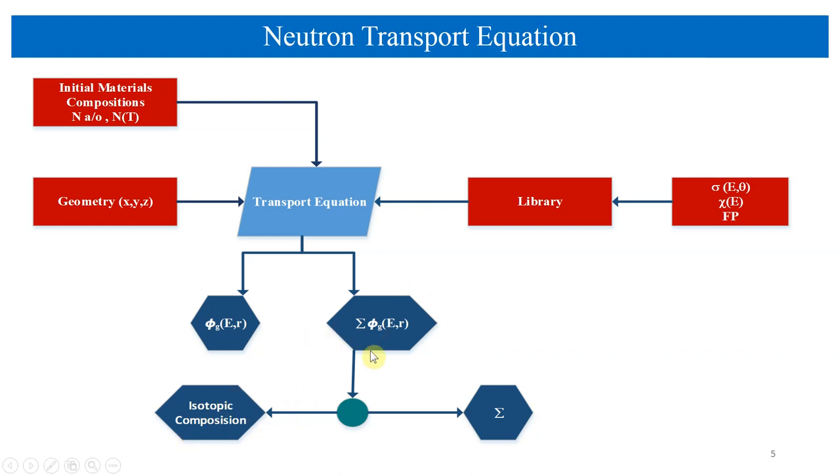If I have the total number of fission rate as an example, and also I have the fission products, like you learned before from the double hump curve, you have the isotopic composition after burnup of fissile material. Also, we can determine the group constants, which are the microscopic cross sections.